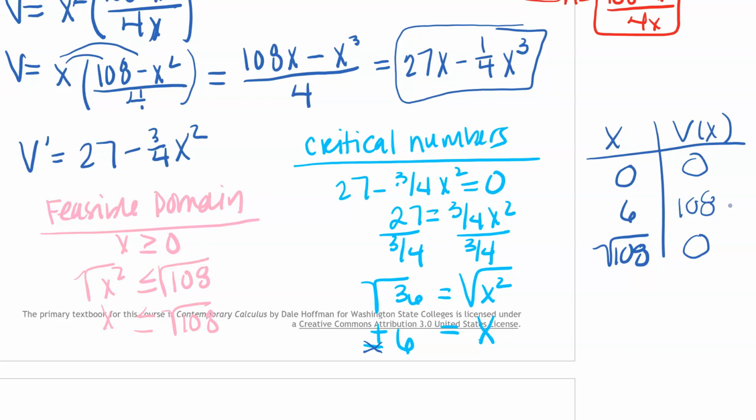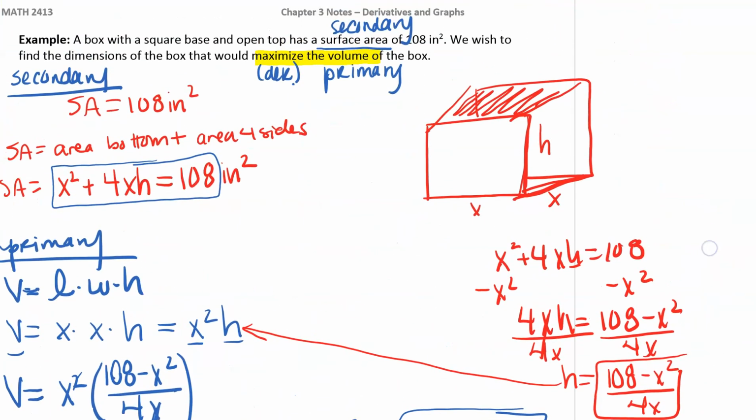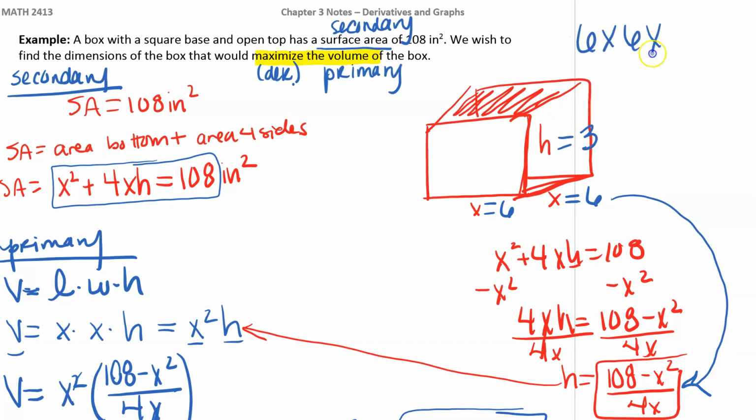And so it says we wish to find the dimensions of the box that would maximize it. Well, if 6 is our x, coming back up here, that means we would have 6, 6, and then in order to find h, you plug 6 into your equation, solve for h, and you get a value of 3. And I know you can evaluate that. Use your calculator, be careful with your division. But this gives us that a 6 by 6 by 3 box would be the maximum volume restricted by that surface area of 108.